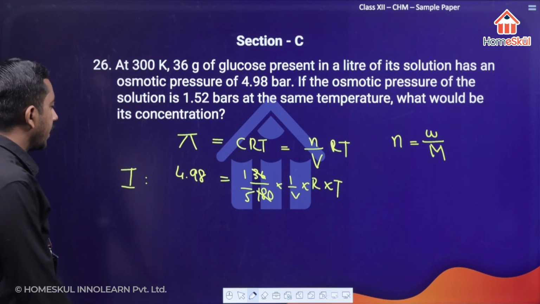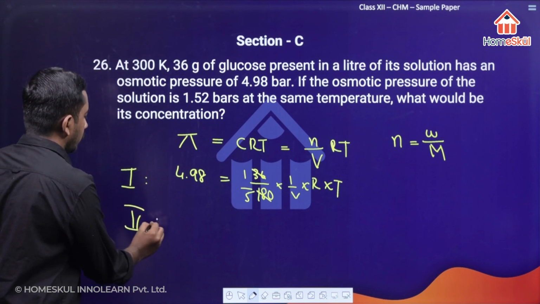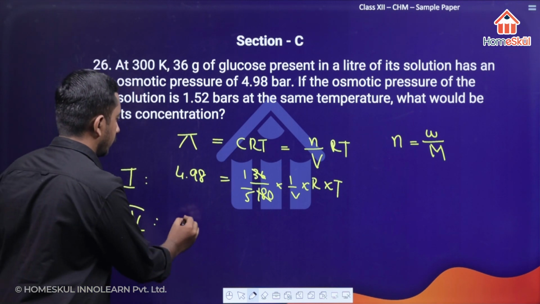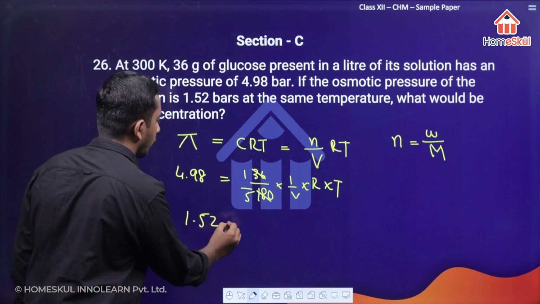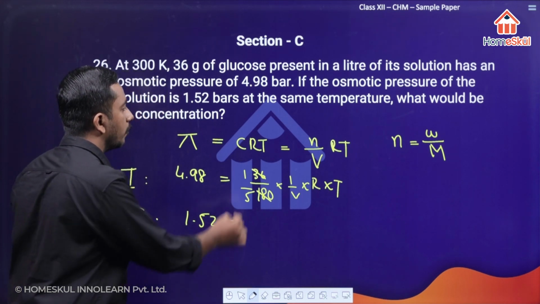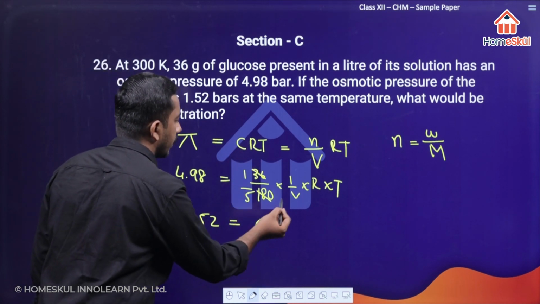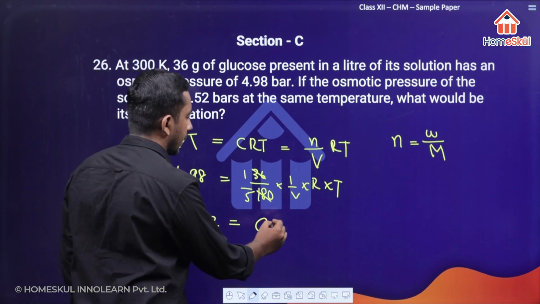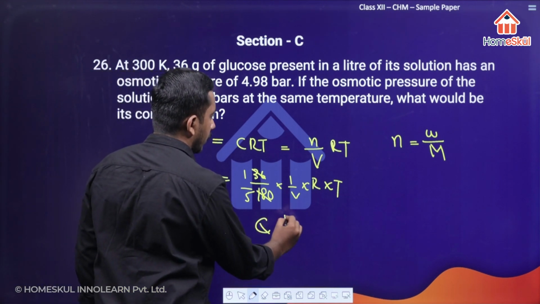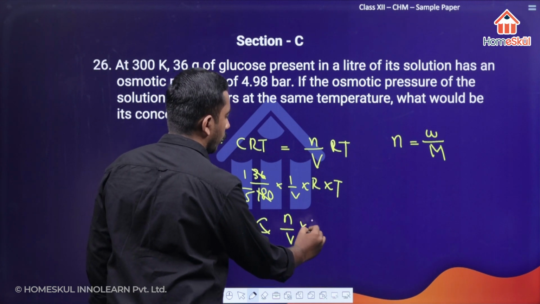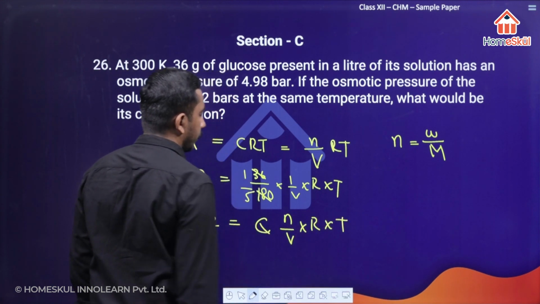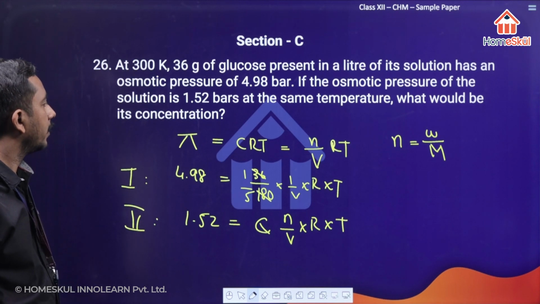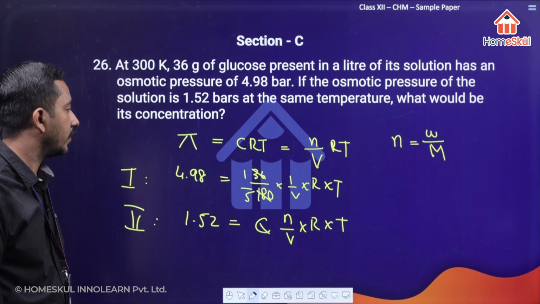Now in the case of the second solution, the osmotic pressure is given as 1.52 bars, and we have to find the concentration of that solution. Alright. So that is again n by V into R into T. Right. So we have two equations here. So we'll have to find the concentration term that is present.